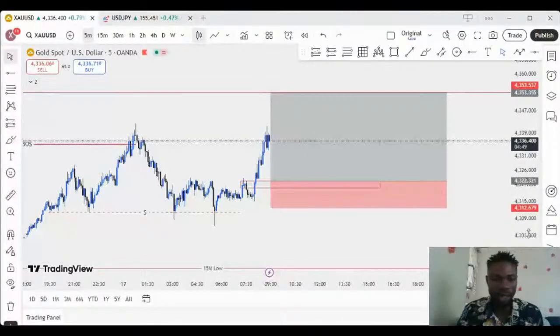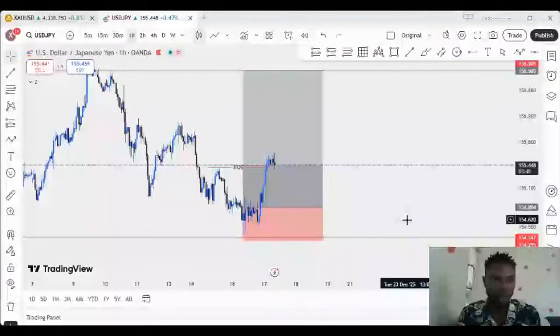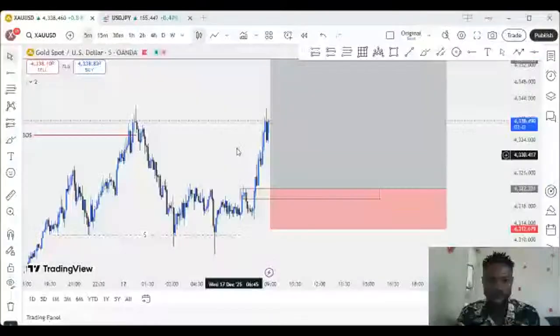So we are still waiting. Let me check USDJPY. Let me see if we have something. Nothing yet. I'm still waiting on this gold.